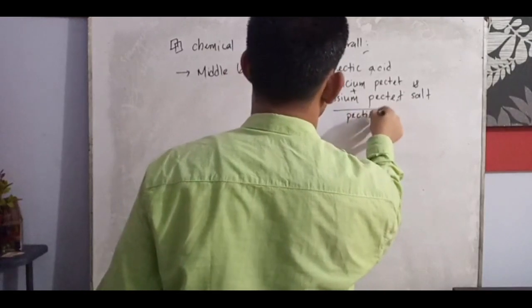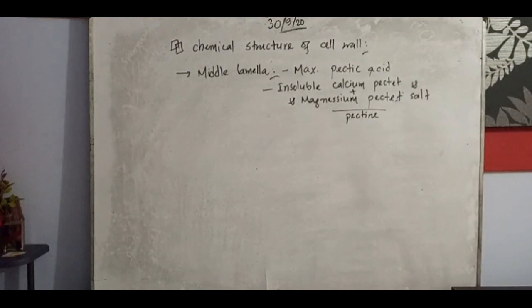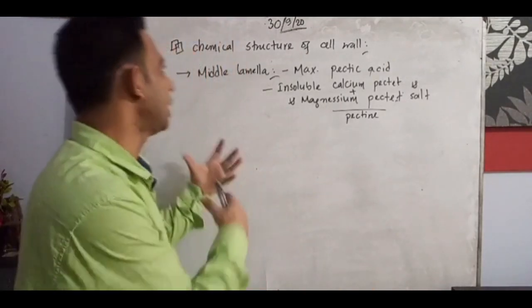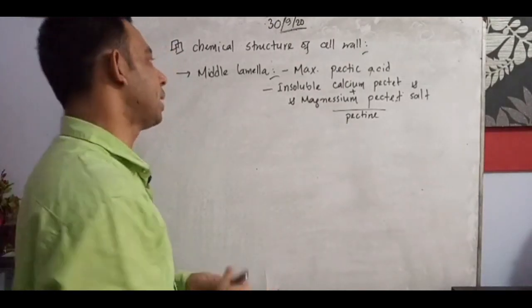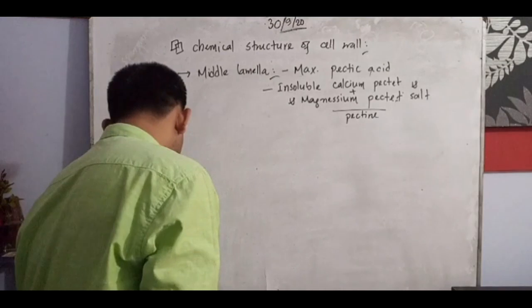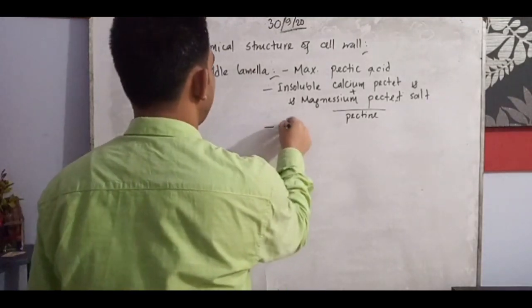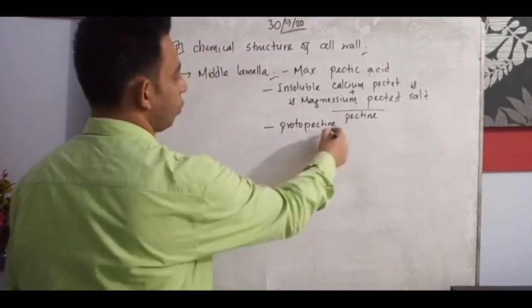Okay, these are the constituents. Chemical structure means the chemical constituents. Whatever we have seen before, now we will try to understand what types of things can be constituents in the chemical structure of a specific case. And second, protopectin is also found here.